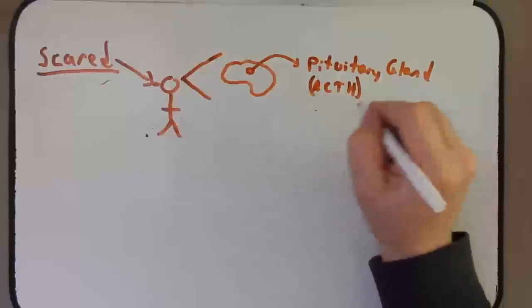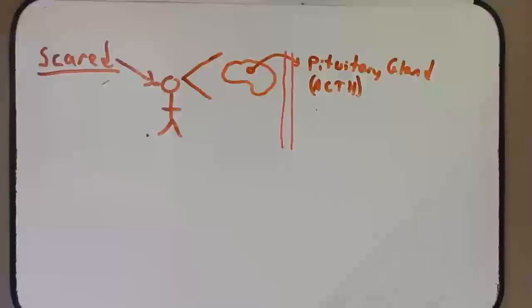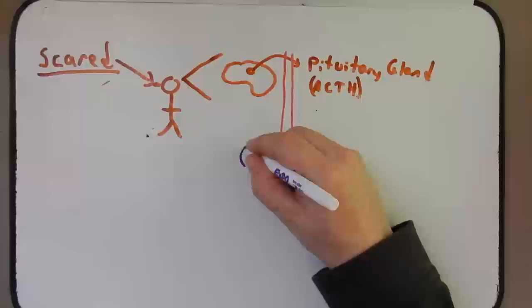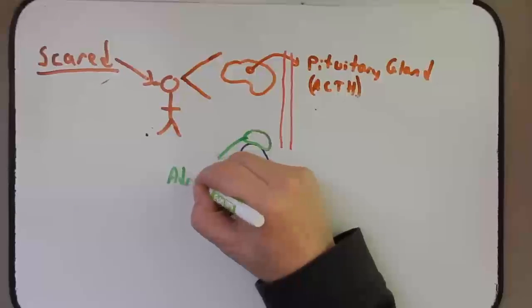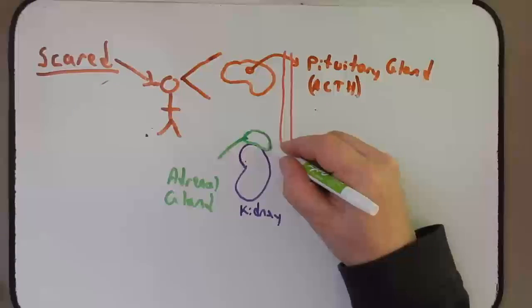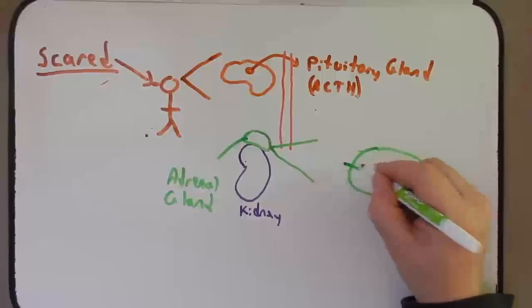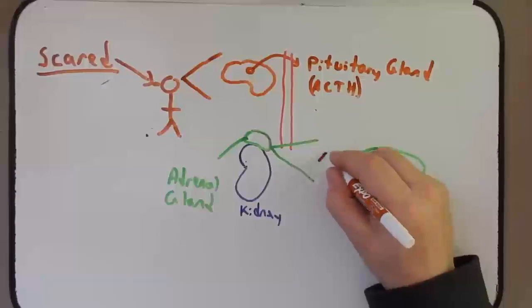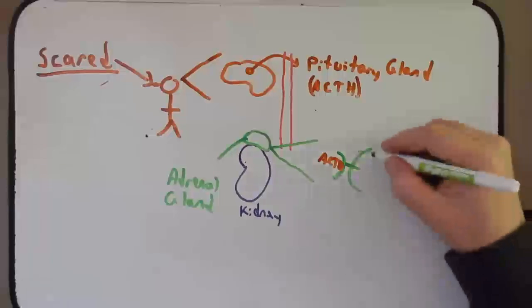As it's released from the pituitary gland, it enters the circulatory system. And at some point, it's going to reach the kidney. But it's not the kidney we're interested in. It's the adrenal gland that sits on top of the kidney. So let's expand the adrenal gland, at least one of the cells. The adrenal gland will have a receptor that ACTH binds to. In fact, let's draw the cell a little larger.